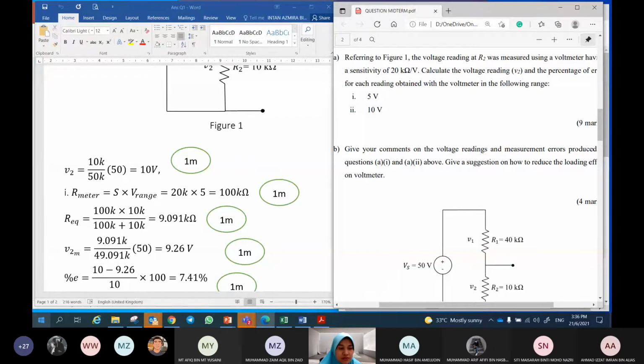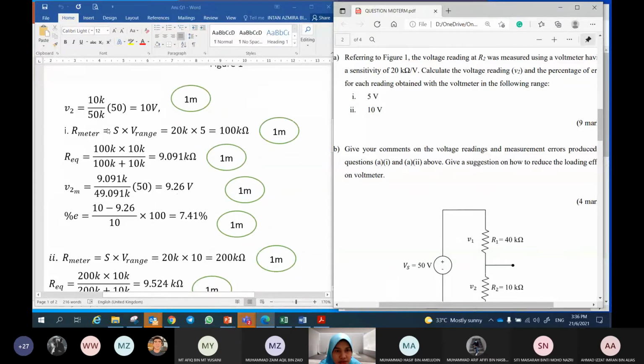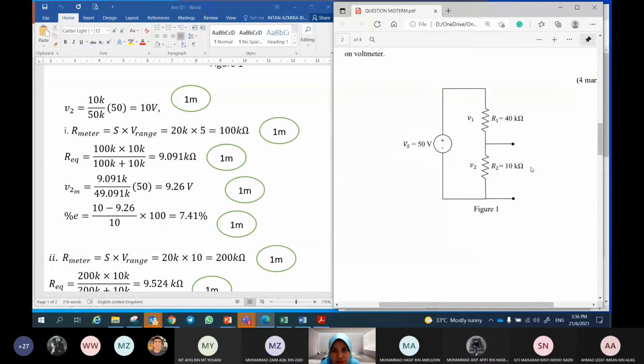Okay, so if you ignore the range of this 5 volts, the flow of calculation is like this. After you calculate the R of the meter, now we can calculate the R equivalent at this portion, right? So R of the meter, 100K, is parallel with R2, 10K, we get 9.091 kilo ohm. After we put the voltmeter parallel to R2, the equivalent resistance here is changed. It will decrease because of the voltmeter loading effect.